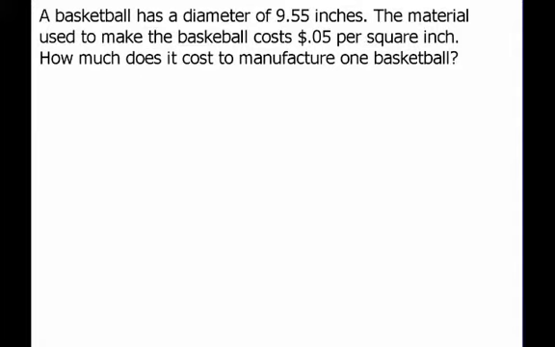So once again, we need to figure out, is this a volume problem or is this a surface area problem? Well, we're talking about the material used to manufacture the basketball. So we need to think to ourselves, are we talking about the space inside the ball or are we talking about the ball itself? We think that we're talking about manufacturing the ball itself. That's the outside. We're talking about our surface area. We know our surface area formula is 4 times pi times r squared.